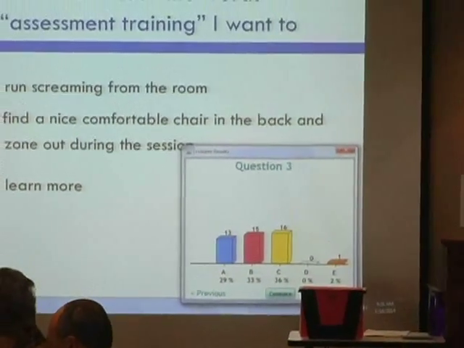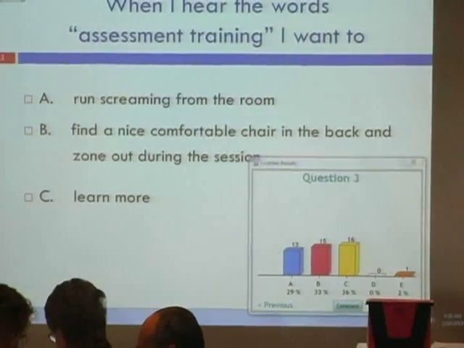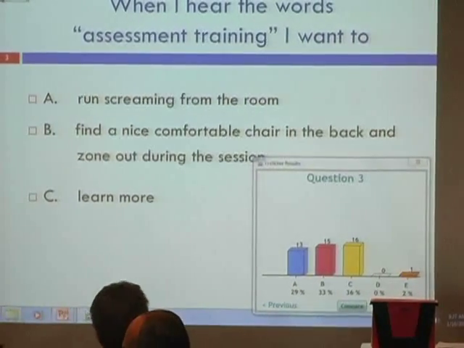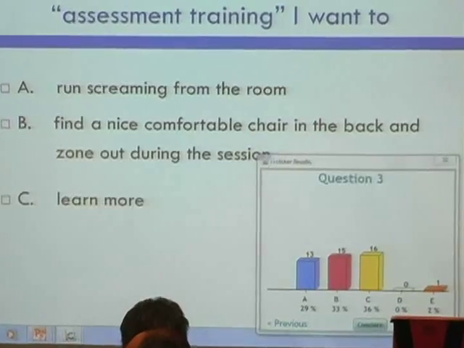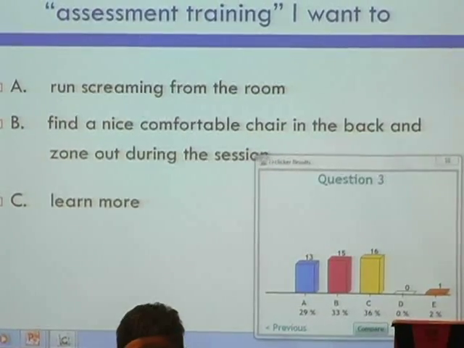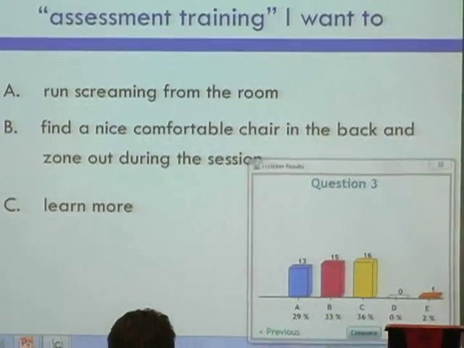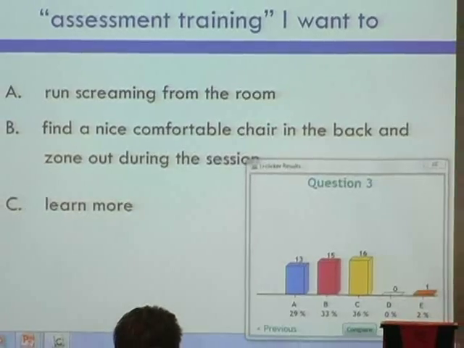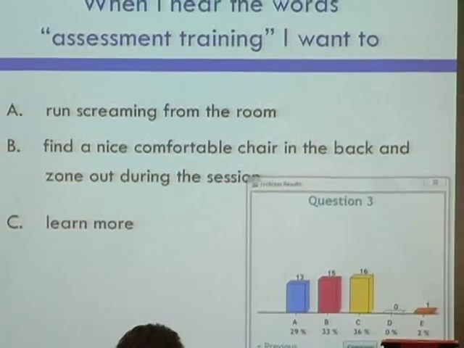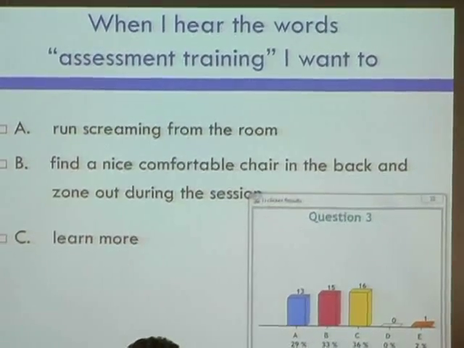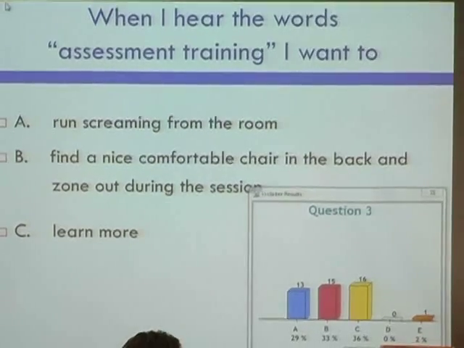Okay, 13 of you are choosing to run screaming from the room. So if you need to do that now before we start. 15, finding a nice comfortable chair in the back and zoning out during the session. And C, learning more. So if we put together A and B, there's more of you that want to leave or zone out than learning more. Hopefully we can change that.